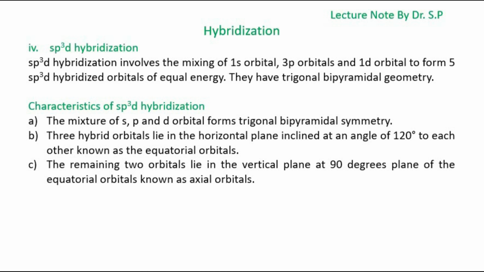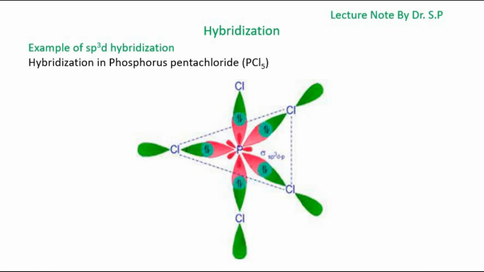Here we can see three hybrid orbitals lie in the horizontal plane inclined at an angle of 120 degrees to each other. The remaining two orbitals lie in the vertical plane at 90 degrees to the plane of the equatorial orbitals.